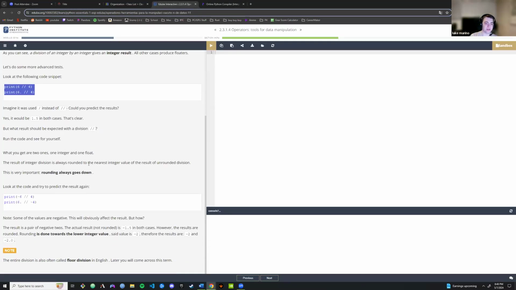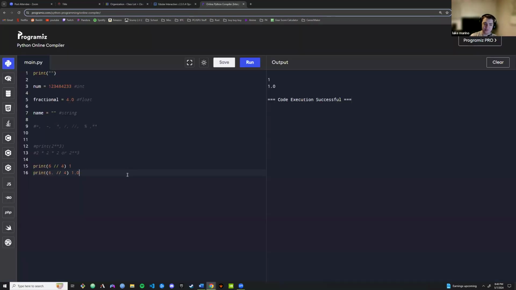It's very strange, but it's really good to know that rounding always goes down. Rounding in Python never goes up. So if something is 1.5, it'll always round down to 1.